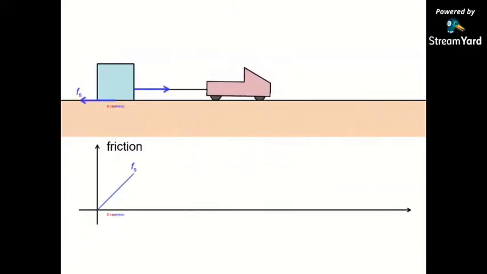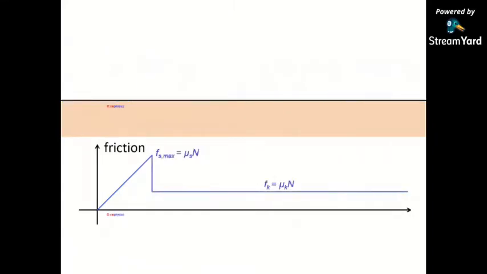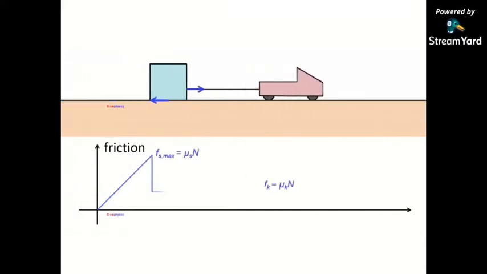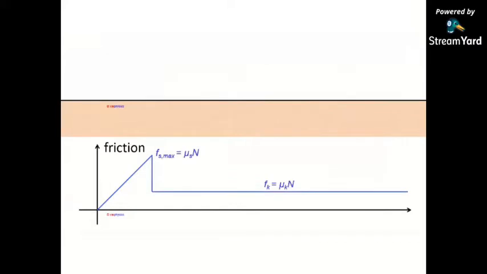You can observe the graph. When you observe the graph, see, it increases proportionally till a particular point. See, it started increasing, Fs. It's still increasing, and at a particular point, it breaks and the body starts to move.